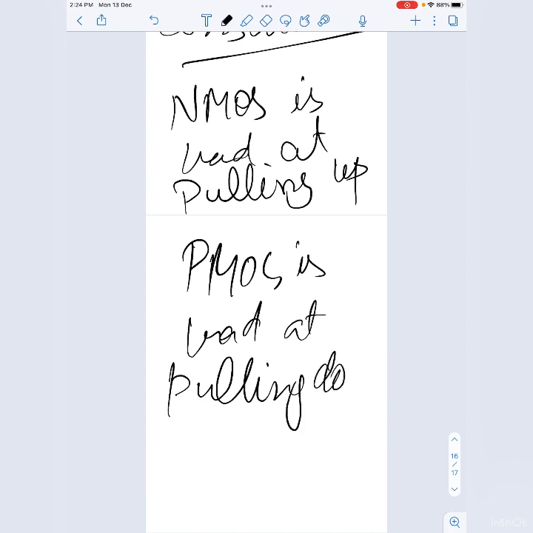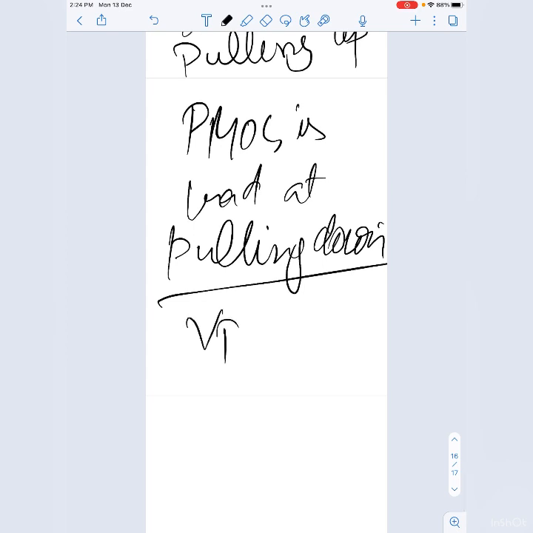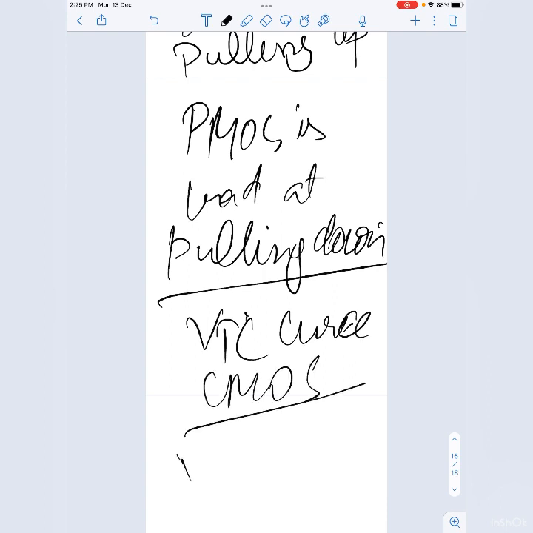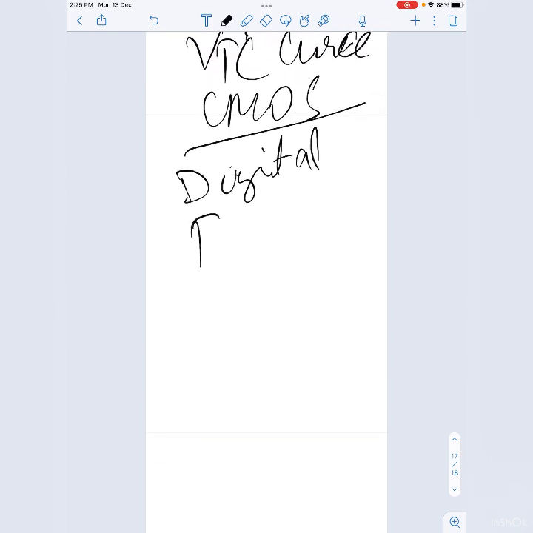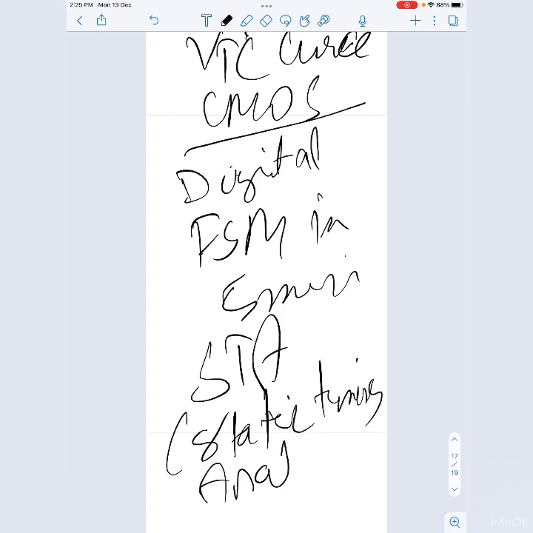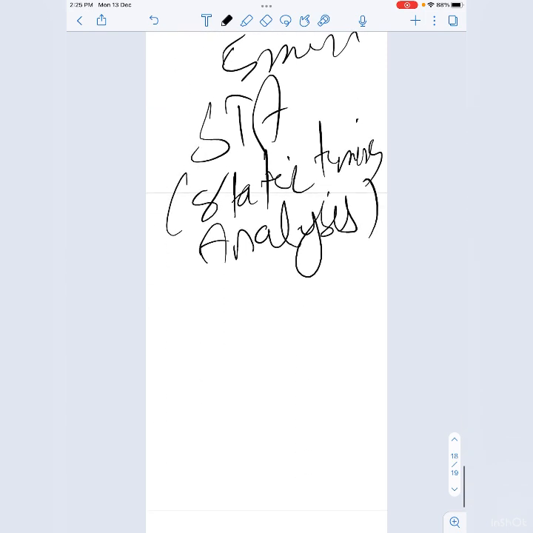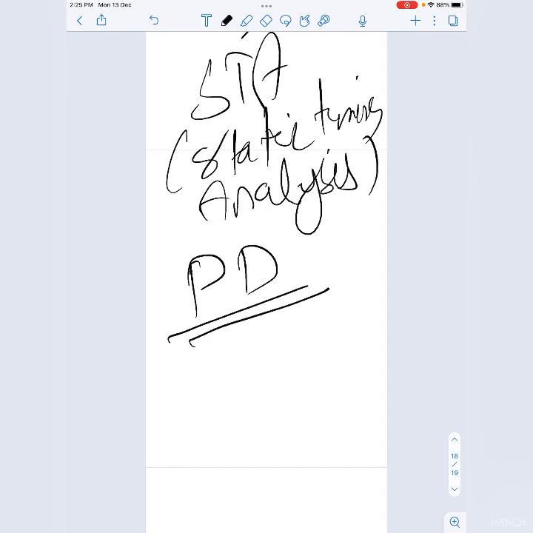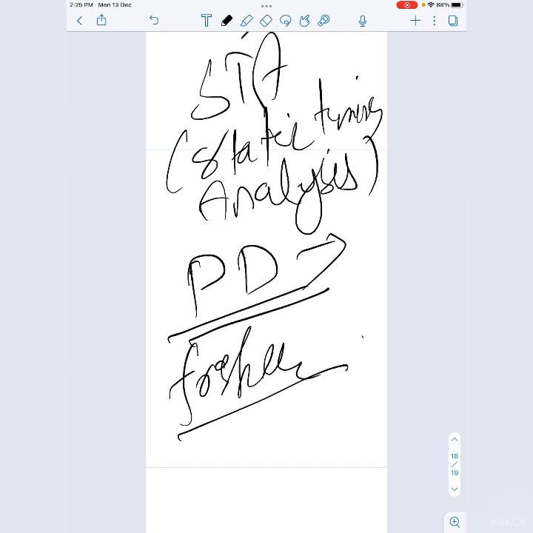So in the next lecture we will dive deeper into the VTC curve of CMOS, then basic digital things, how to make any FSM in like 5 minutes, STA, that is static timing analysis, and maybe some PD things which I know because I am from RTL design, but some PD things which are required for any fresher, as they will ask. So I can cover these things as well.